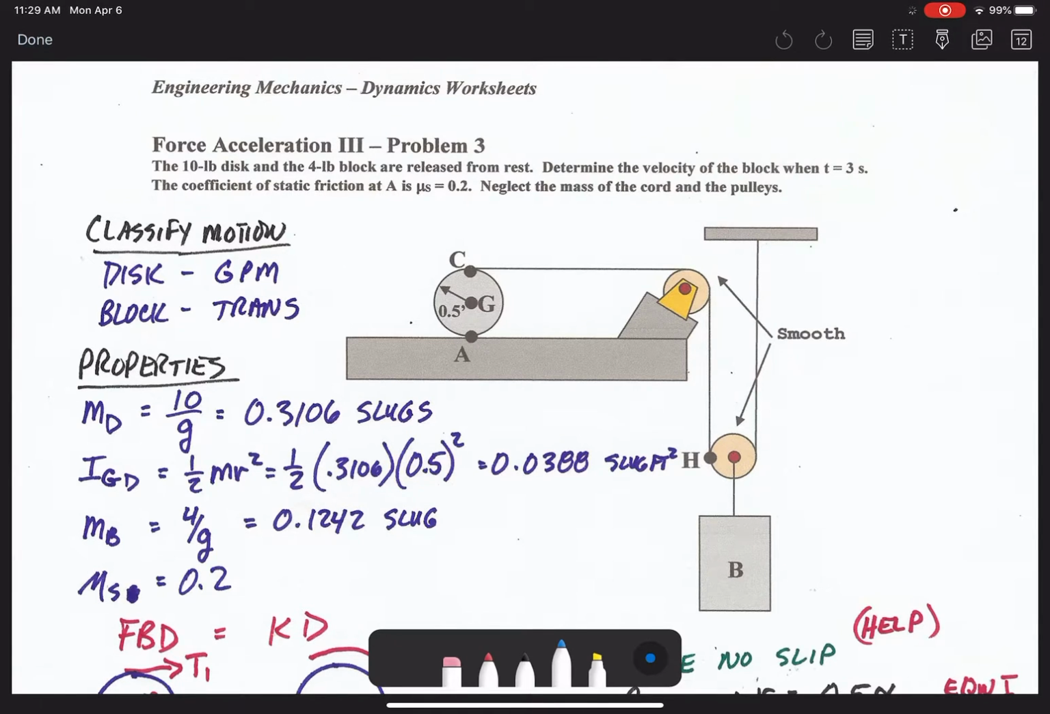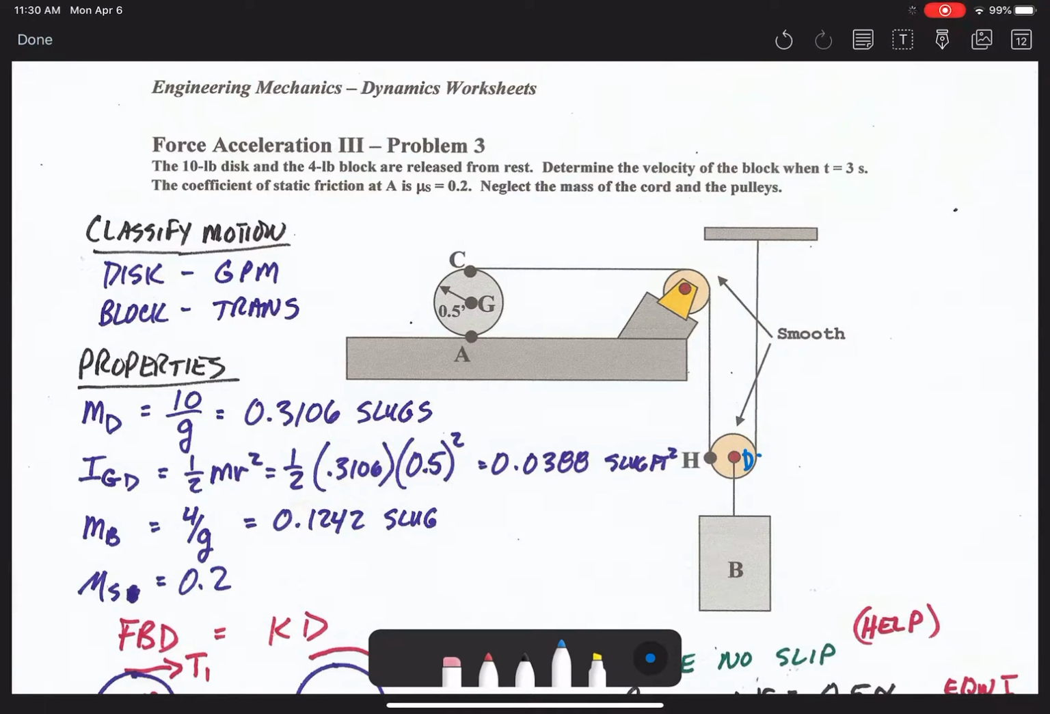In this problem we have two rigid bodies: the wheel or the disc, with center G, which translates and rotates on the horizontal plane, and then block B with that system there. For this problem, let's call the point at the center of that pulley D, and as you can see, that one is the point of contact. This is a smooth pulley, so there's no friction.